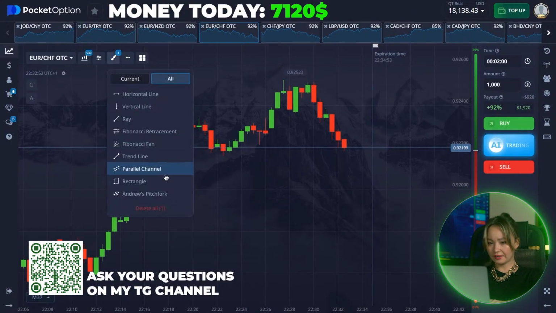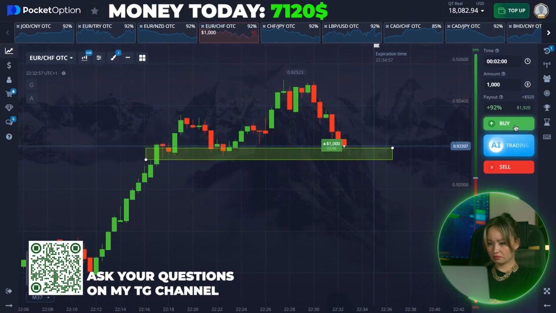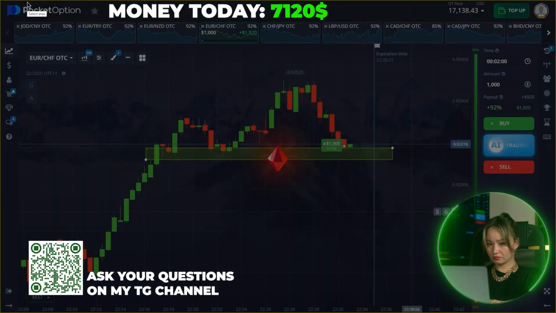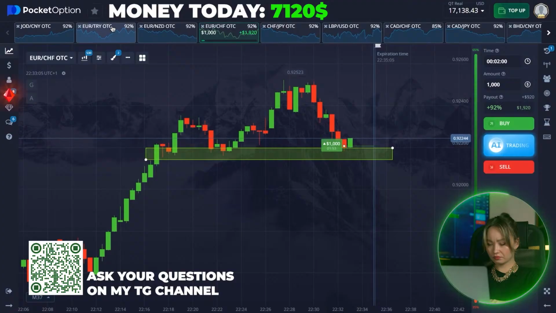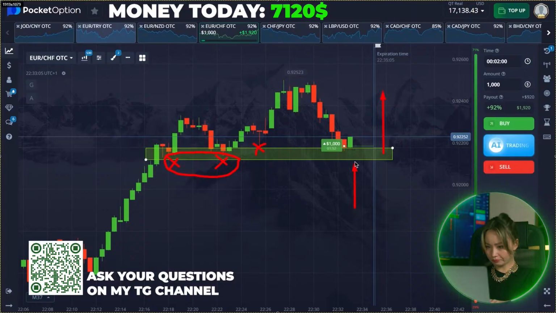Maybe I should enter here. I'll try. Okay, I'll try. I open a long trade because I see 1, 2 touches here, after which there was a rebound. So this is a level, and this could also be considered a level. That's why we went long.